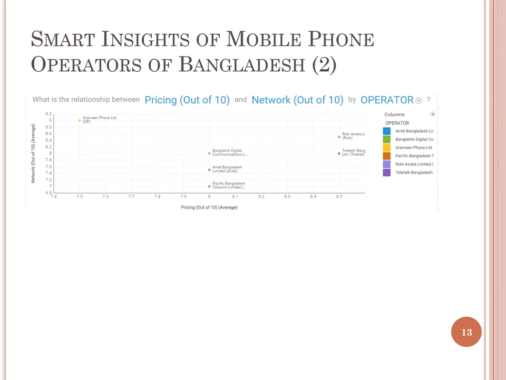The second figure shows the values of customer support points and reliability compared by operator. Airtel has the highest customer support points but lowest in reliability points. Then Banglalink has highest points in customer support and average in reliability. Then Grameenphone and Robi have average points in both of the criteria.